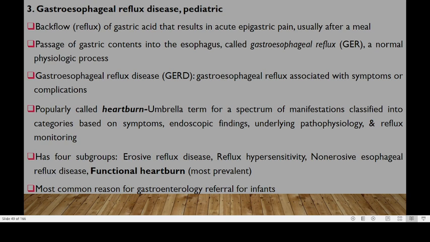So it's an umbrella term for a spectrum of manifestations classified into categories based on symptoms and endoscopic findings, underlying pathophysiology, and reflux monitoring. It has four subgroups. We have erosive reflux disease, reflux hypersensitivity, non-erosive reflux disease, and functional heartburn, and functional heartburn is the most prevalent form of gastroesophageal reflux. It's the most common reason for gastroenterology referral for infants.